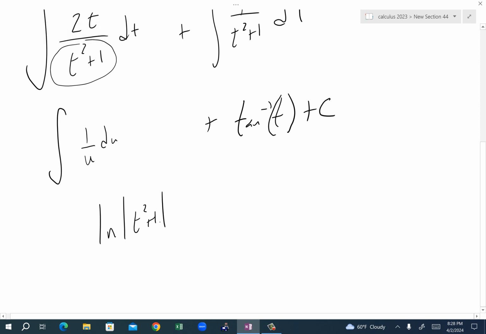Notice I used the absolute values. We don't need absolute values in this case. Why? Because t squared is positive, plus 1 is, that's right, positive. And so as a result, I don't need them, but I'm going to go ahead and keep them there just because that's what the cool kids do, as they say.